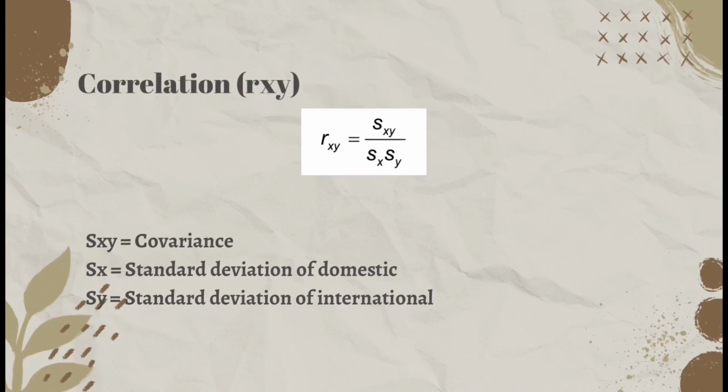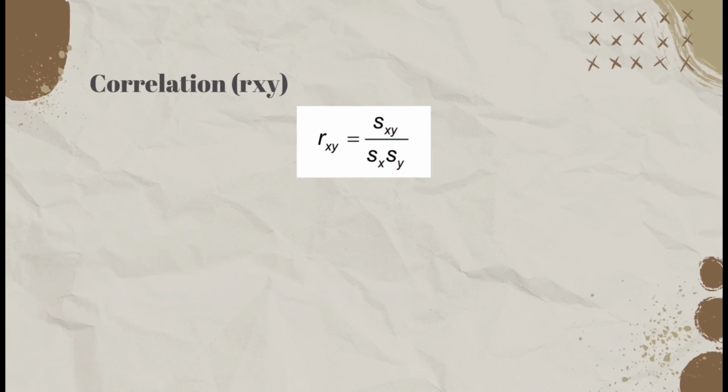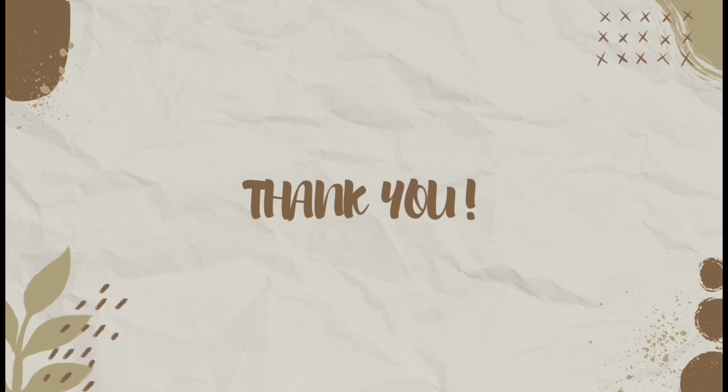Next, to find correlation, we use this formula, which is covariance divided by the product of the standard deviations of x and y. The standard deviation is from part 4. After the calculation, this is the answer that I got for the correlation. The relationship between domestic and international airlines has a very strong correlation since the value is close to 1. That's all from me. Thank you.